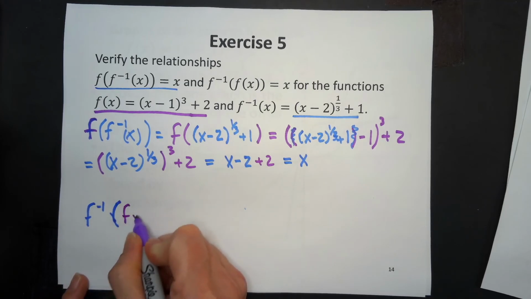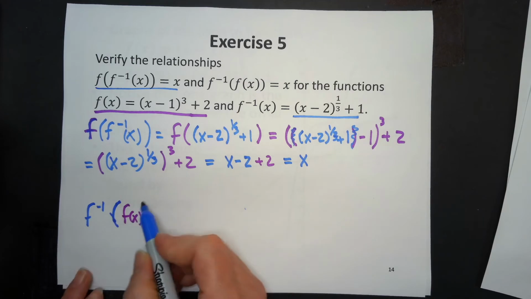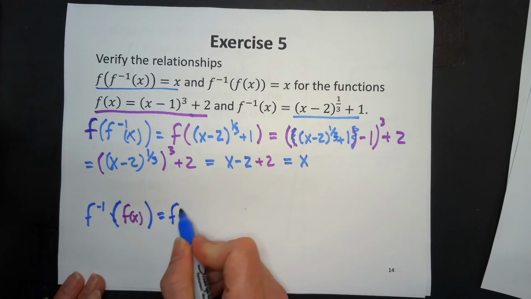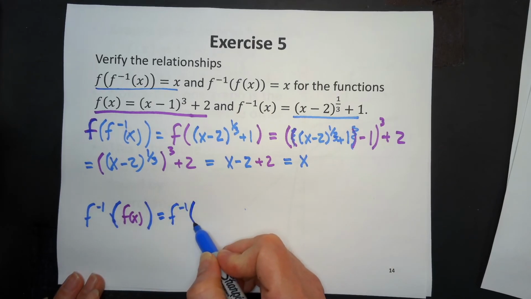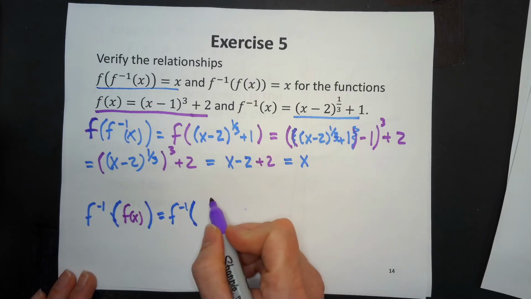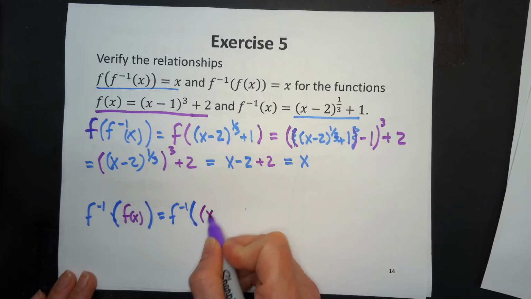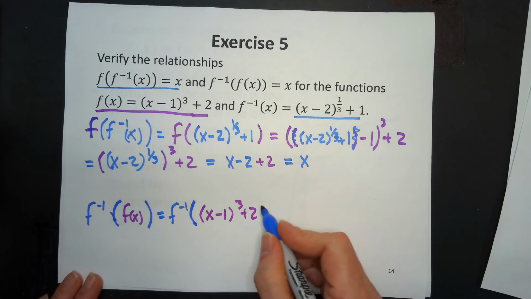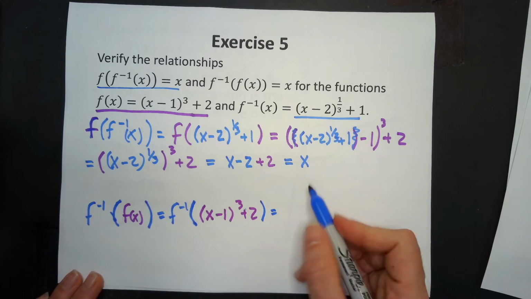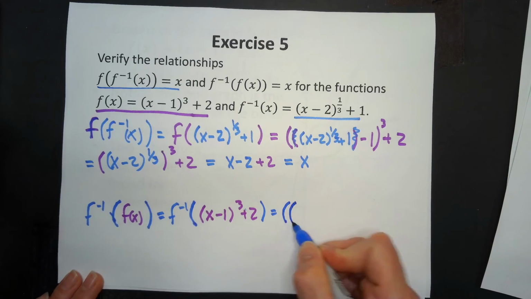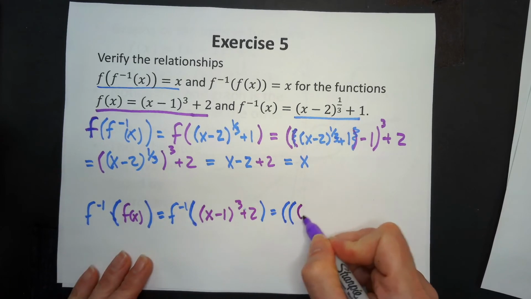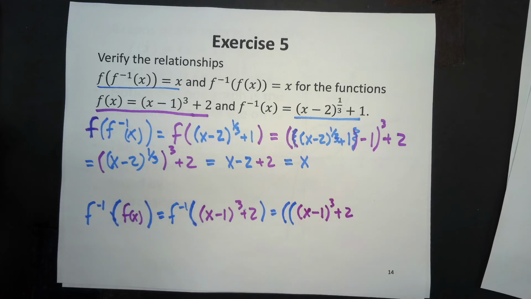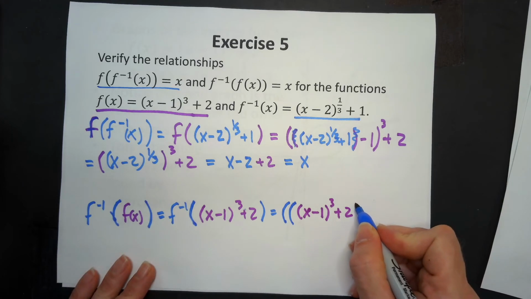And the same thing is true if we went f inverse of f of x. I'm just going to set this up, but basically it does the same thing. It all collapses down, and then I'm going to plug in my original f. It's (x minus 1) to the third plus 2. And so I'm now going to get double parentheses, (x minus 1) to the third plus 2, and then I'm going to close that up here.